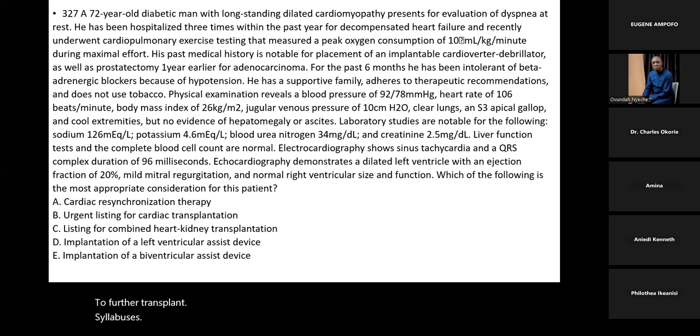Okay. Implantation of LVAD, that's the answer. Implantation of biventricular assist device, there's no need for that. The patient doesn't have right ventricular failure or right ventricular dysfunction. It's just the left ventricle. So no need for biventricular assist device. The answer is D.